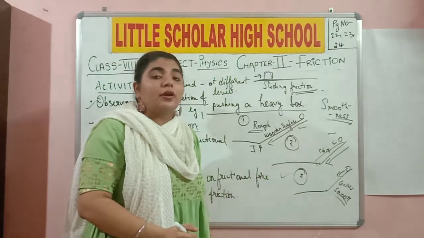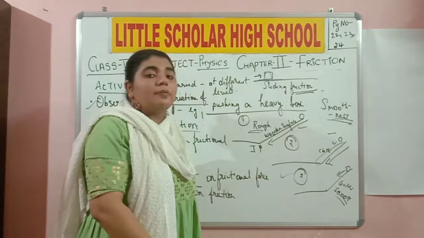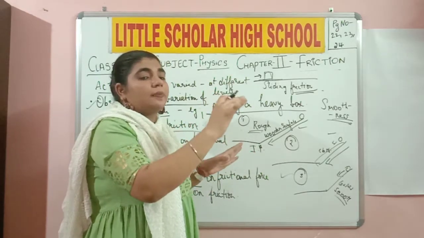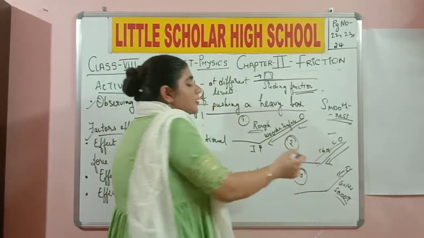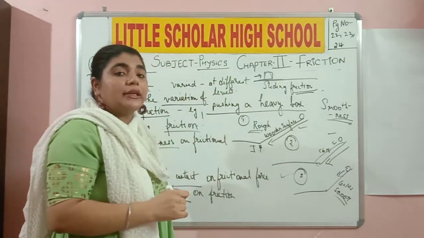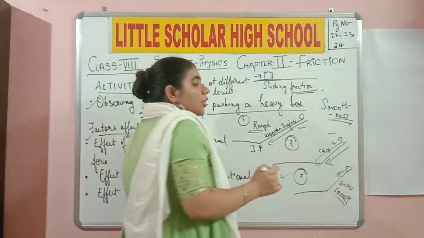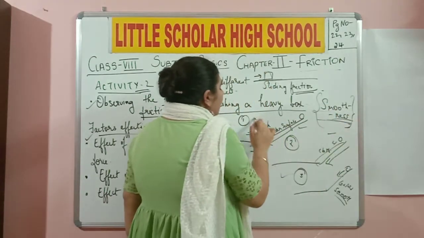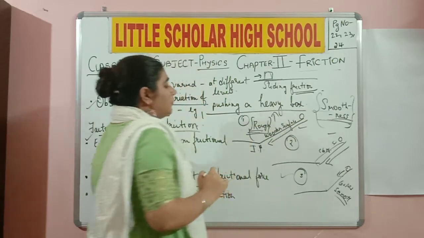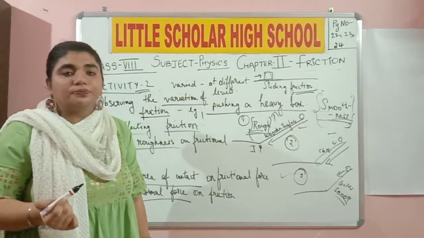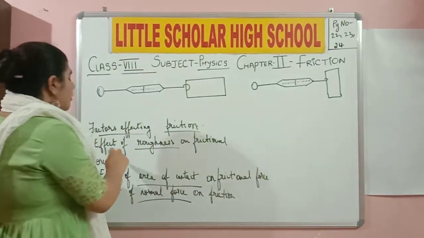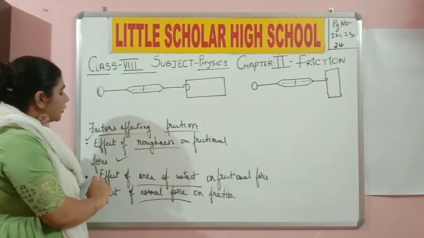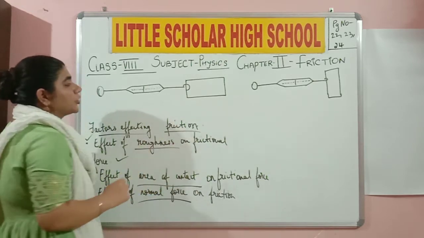But what happens in the third case? The marble is easily able to roll down because there are no irregularities. There is no interlocking taking place between the marble and the glass surface, and it is able to roll down very easily. So what does this conclude? That smooth surfaces reduce friction, whereas the rough surfaces increase friction. Okay with everyone over here? So we have discussed the first factor over here, effect of roughness on the frictional force. The second factor over here is effect of area of contact on the frictional force.